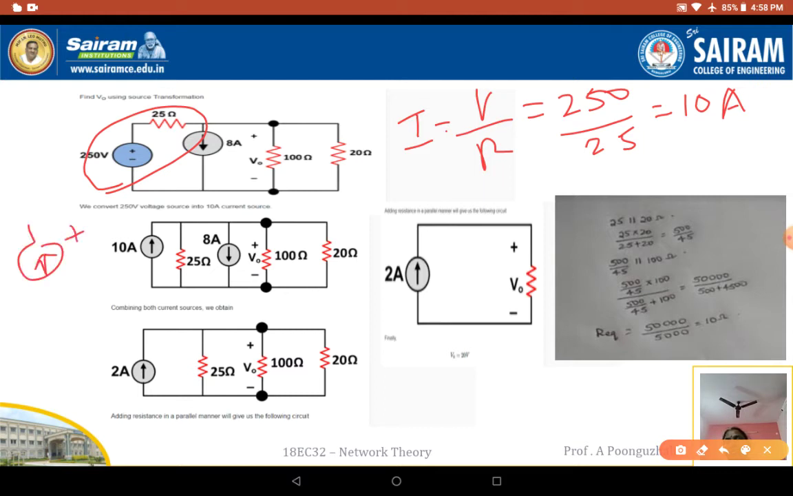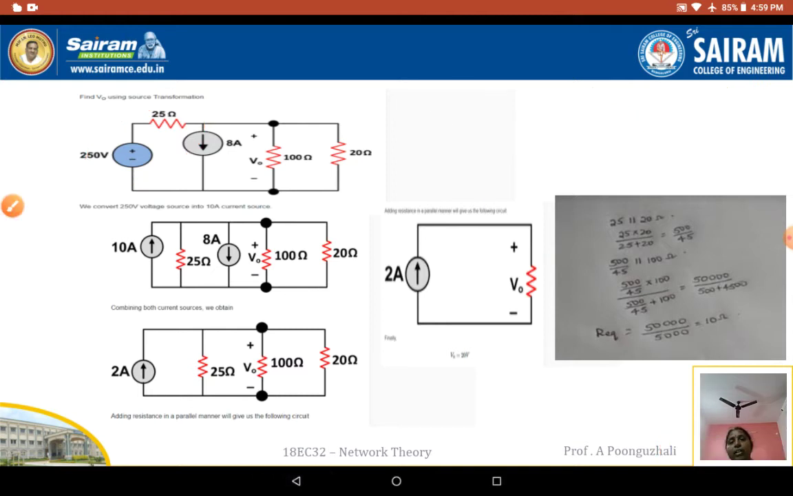Wherever the plus sign is, the head of the arrow should come. So this is your 10 amps current source in parallel with your resistance of 25 ohms. Now I have two current sources present. But in this case, the 10 amps is going in the upward direction and 8 amps is in the downward direction. In opposite directions, I have to subtract. So 10 amps minus 8 amps is 2 amps. Since 10 amps is greater, the arrow mark will be on top.